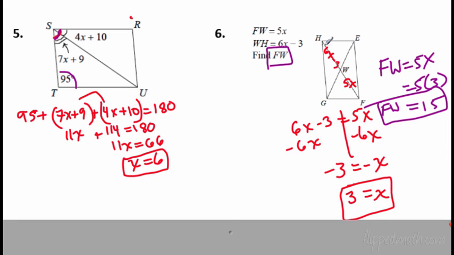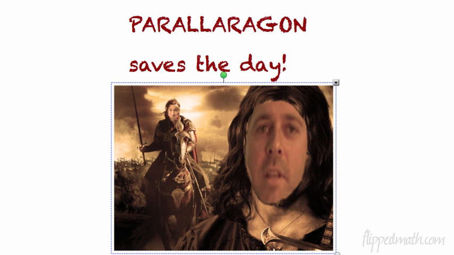For 6, we have 2 diagonals here. Well, they're bisected by each other. And we get 6x minus 3 equals 5x. That is very simple. You solve it, you get x equals 3, but they want FW, so you have to plug that 3 into 5x, and you get 15. Hey, you're all done.